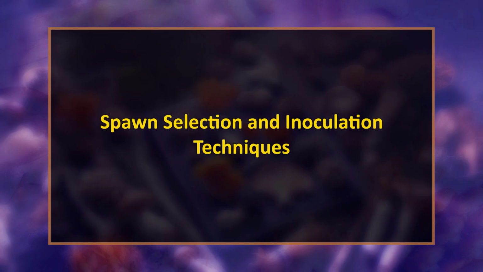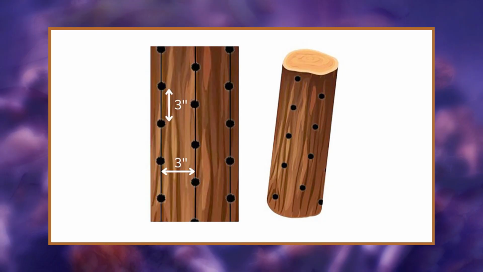Third is the spawn selection and inoculation techniques. Let's talk about the spawn options. First, we have plug spawn. Commonly used for log inoculation, pre-colonized wooden dowel plug spawn are inserted into drilled holes along the log.